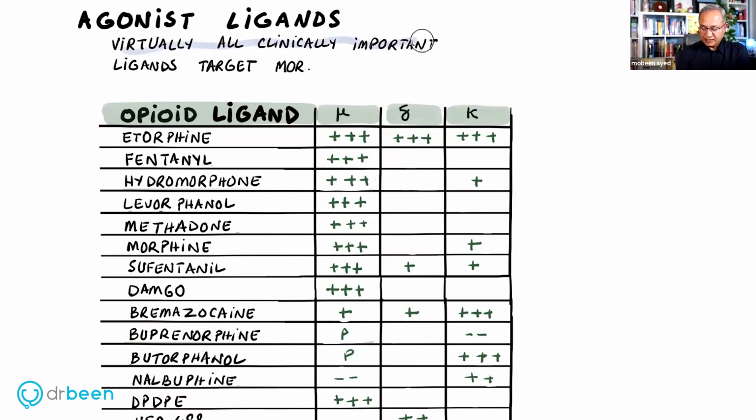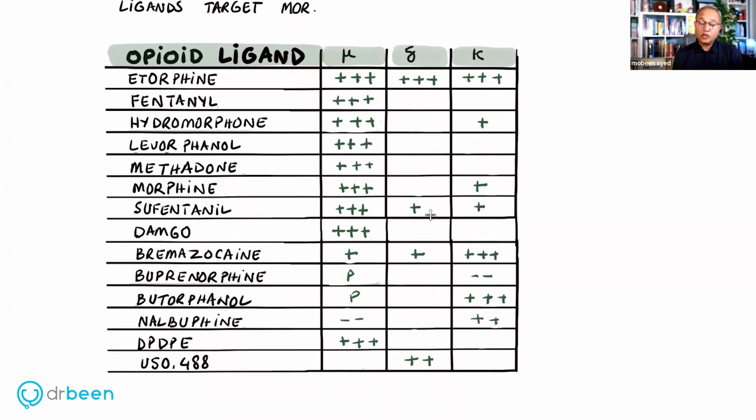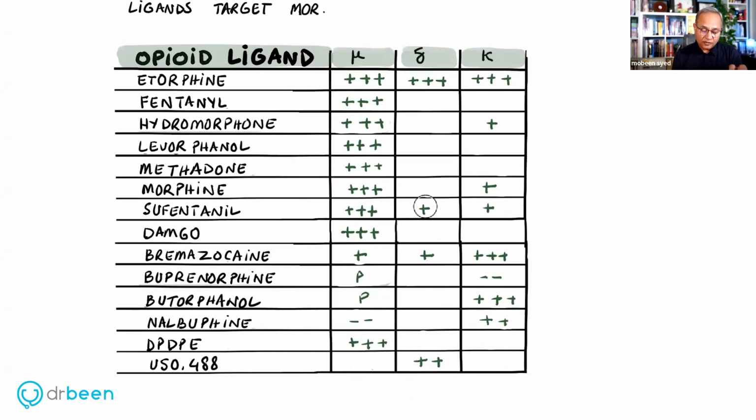So this is a direct sentence from Goodman and Gilman. The reason I took a direct sentence from there is that sometimes people say, well, Mobeen said this happens like this and Mobeen may be wrong. So this is Goodman-Gilman's sentence. Virtually all clinically important ligands target mu opioid receptors. So opioid ligands, these are agonists.